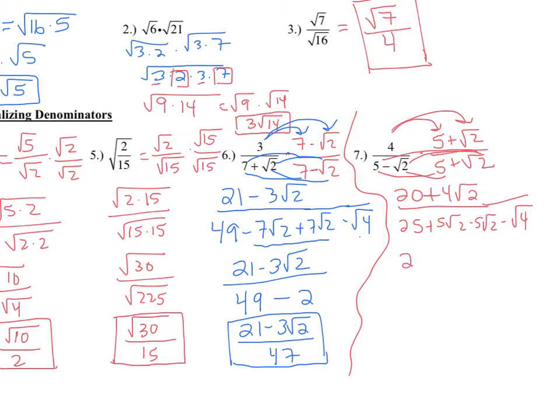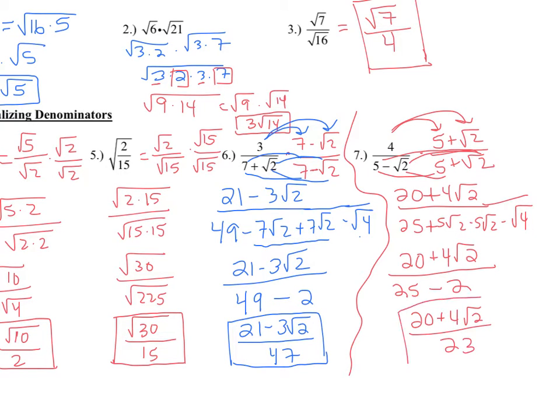So in the top, nothing I can simplify. In the bottom, I have 25 plus 5 square root of 2 minus 5 square root of 2 is 0, so the center drops out, and the square root of 4 is really 2. So we'll get 20 plus 4 square roots of 2 over 23. And now the denominator is rationalized. It's a nice whole value.